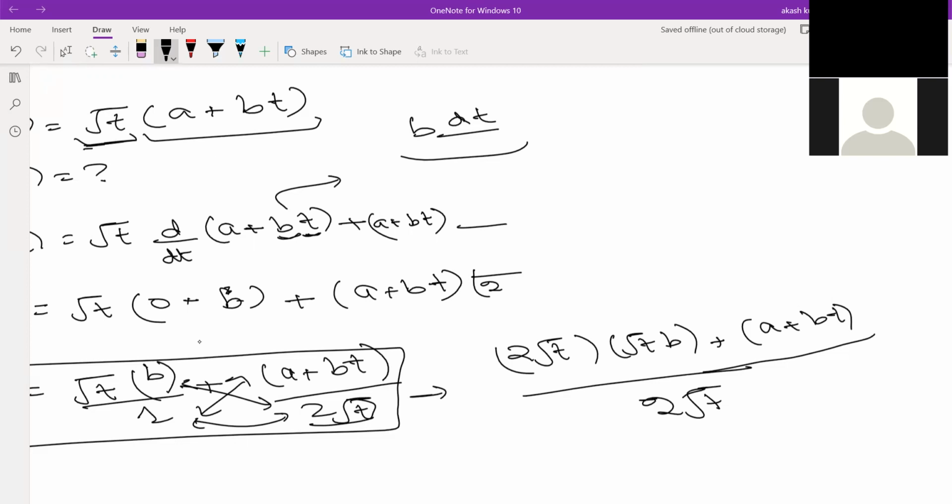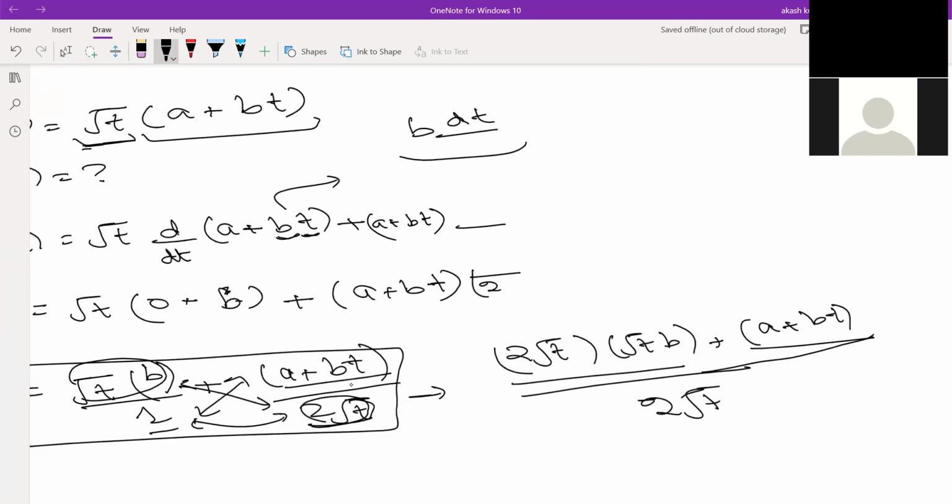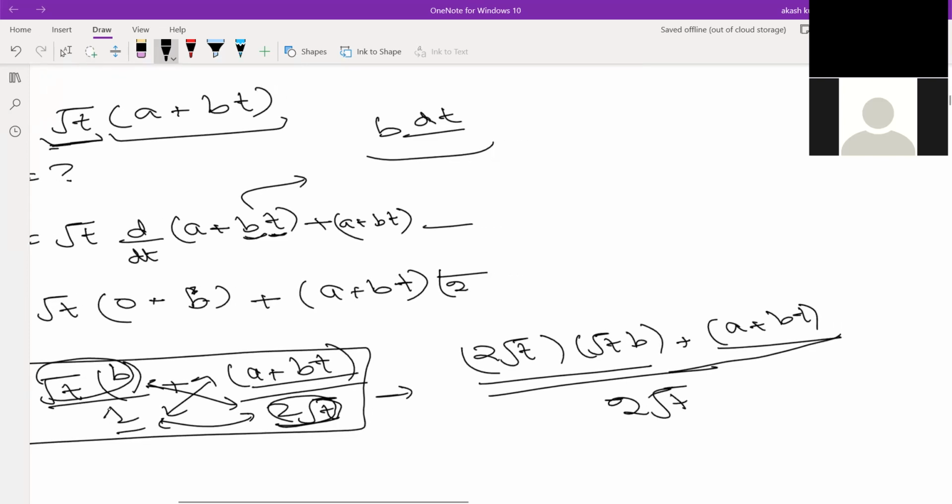So what we have done, we just cross multiplied it. We cross multiplied square root t, b with 2 square root t, and a plus bt with 1. It will become a plus bt, and then we multiply the denominators. So it will be 2 square root t. Is it clear? Yes, but how do you get 2 square root t and then square root t b? Multiply the 2 square root t with square root t with b. Cross multiply. Okay, so we had a similar denominator? We actually have to take the LCM by cross multiplying.